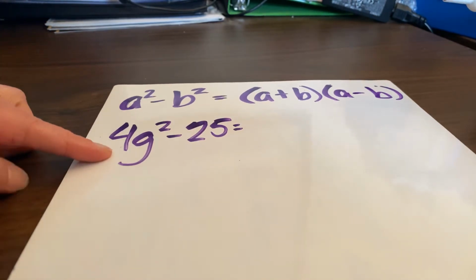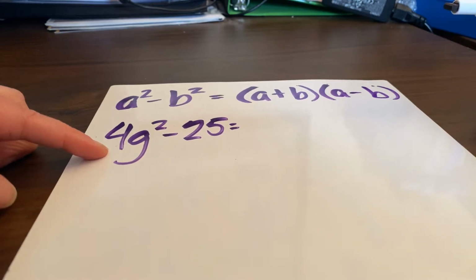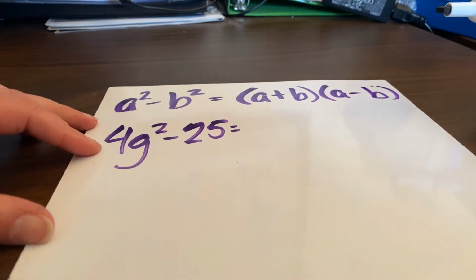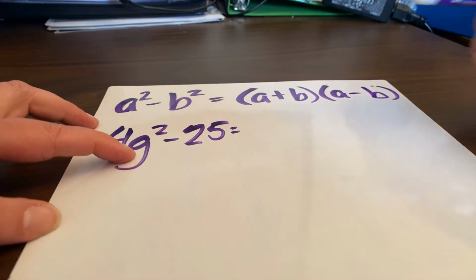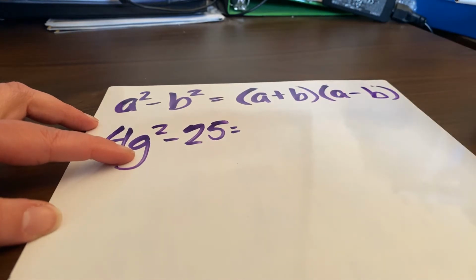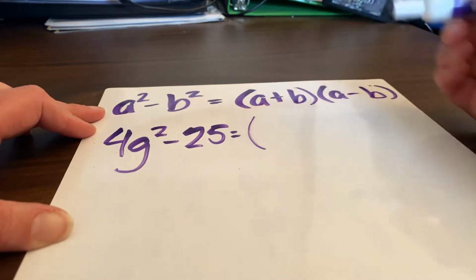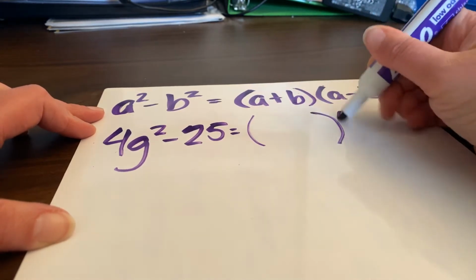So we've got 4g squared minus 25. Are those both perfect squares? 4 is a perfect square. g squared is a perfect square, right? 25 is also a perfect square. So let's factor this guy. We can start by making our parentheses.